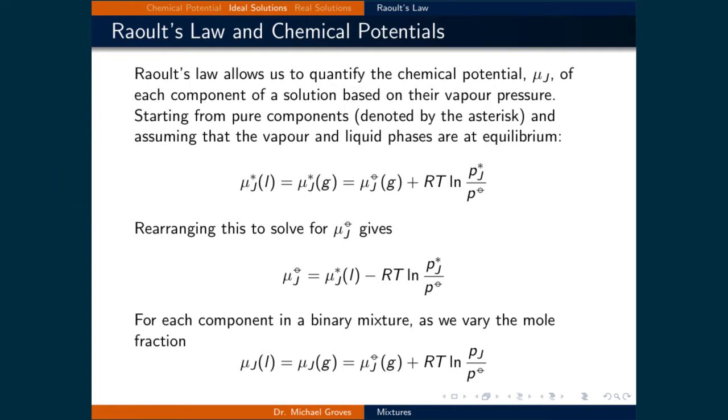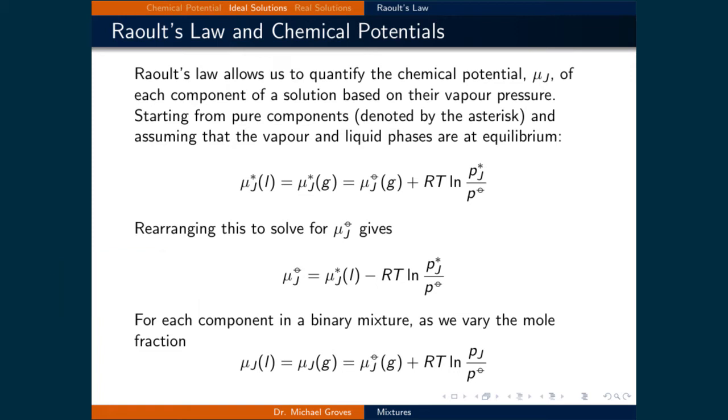Rearranging this to solve for the standard chemical potential for component j gives the standard chemical potential is equal to the chemical potential of the pure liquid minus RT times the natural logarithm of the partial pressure of the pure component divided by the standard pressure.